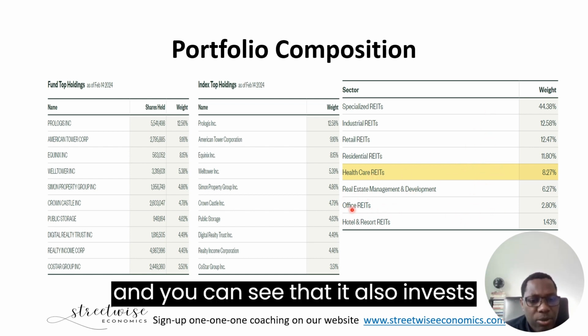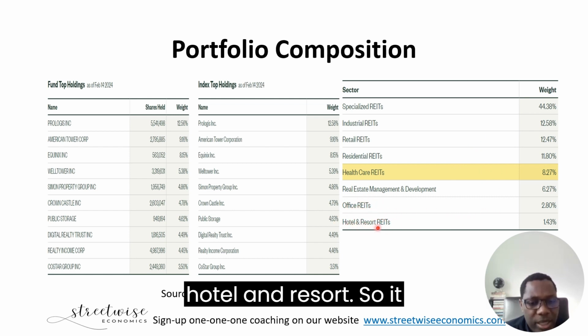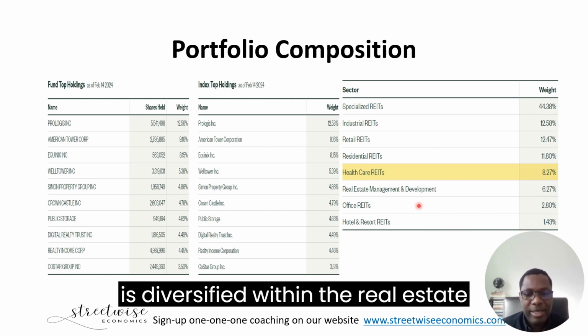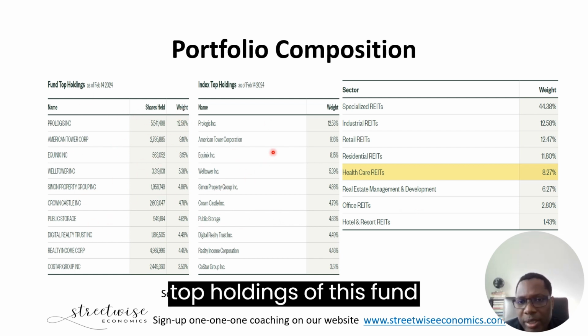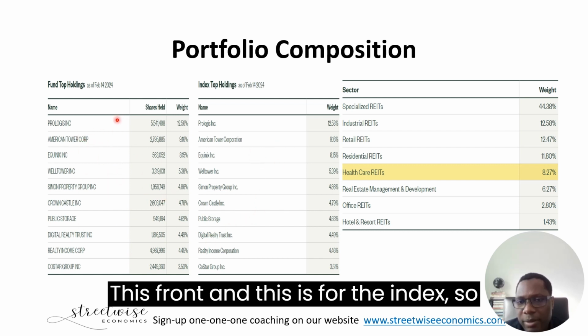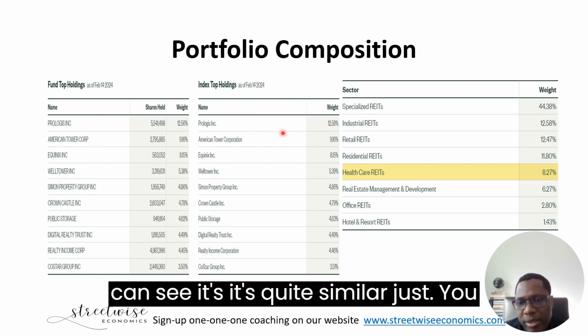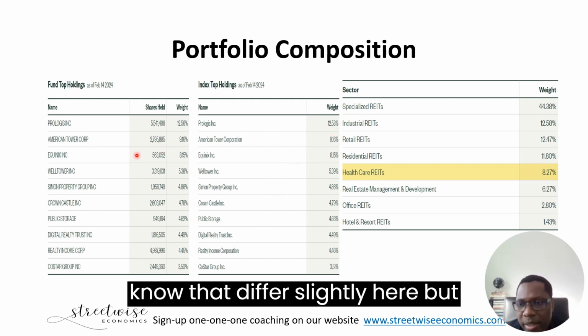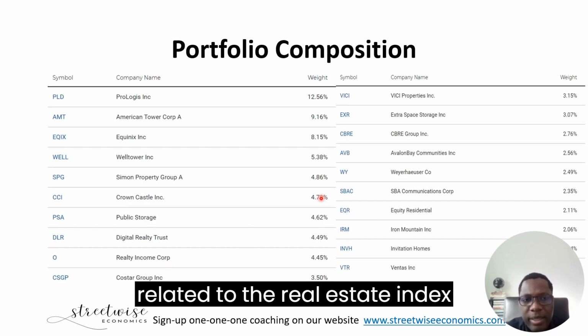And you can see that it also invests about 3% in office real estate trusts and hotel and resort REITs. So it's diversified within the real estate sector, which I find interesting. You can see that these are some of the top holdings of this fund, and this is for the index. So it mimics the index. You can see it's quite similar. It just differs slightly here, but it's very much related to the real estate index, right?